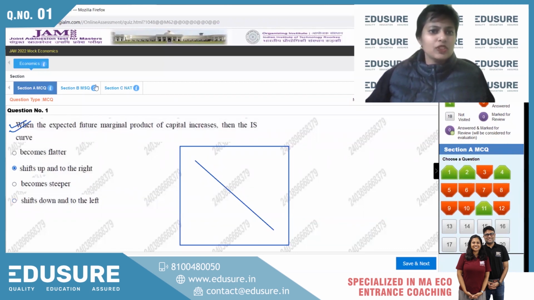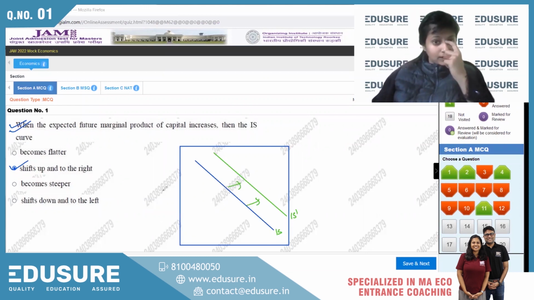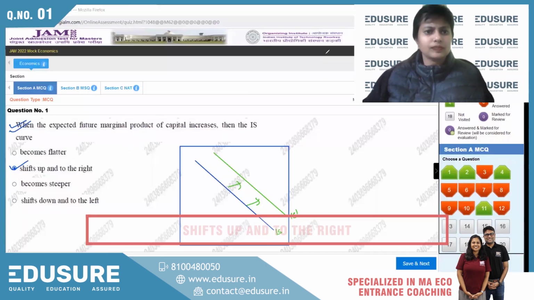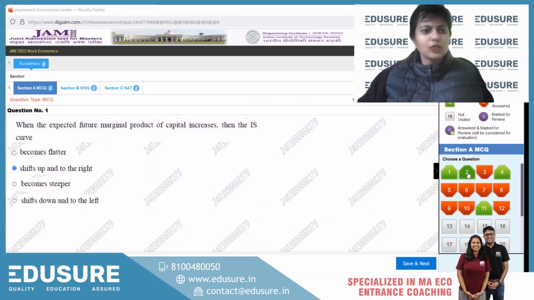The IS curve is going to shift up and to the right because there's going to be an increase in demand for investment. Okay, so the IS curve is going to shift up. Right, now we are going to move on to question number 2.